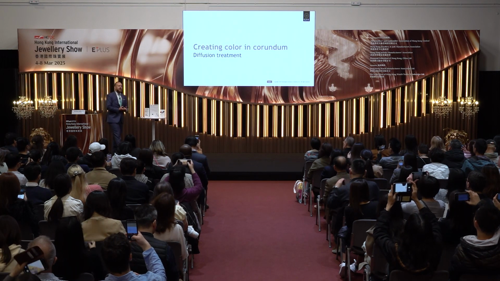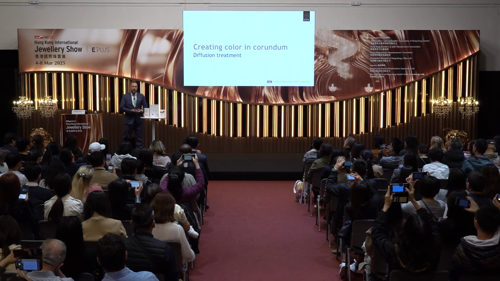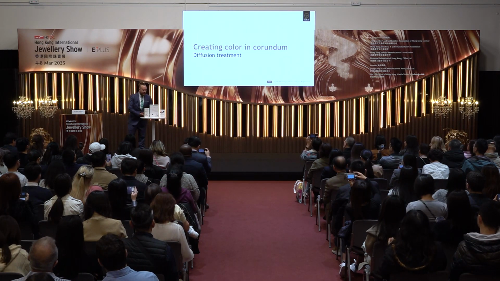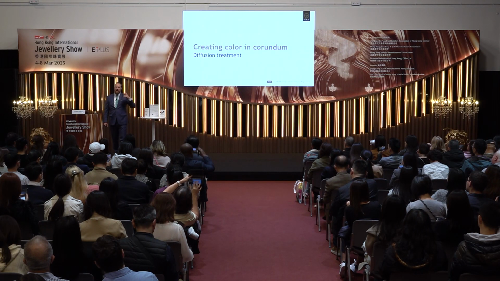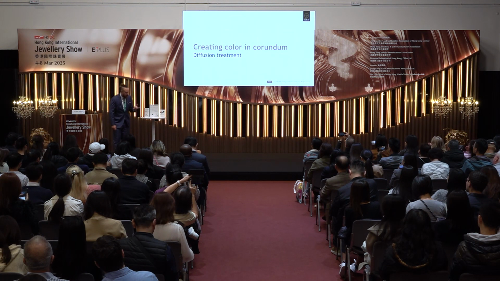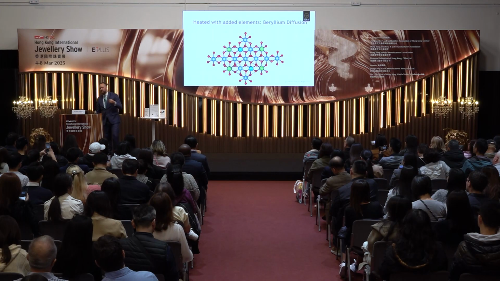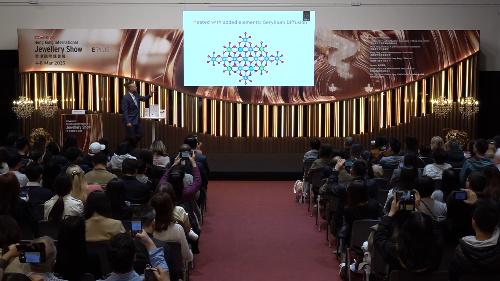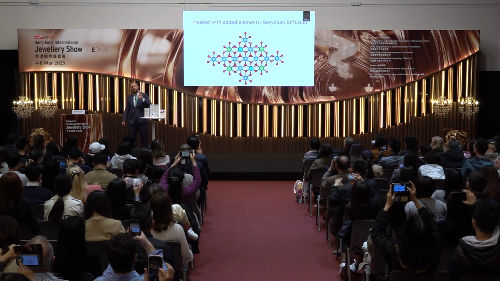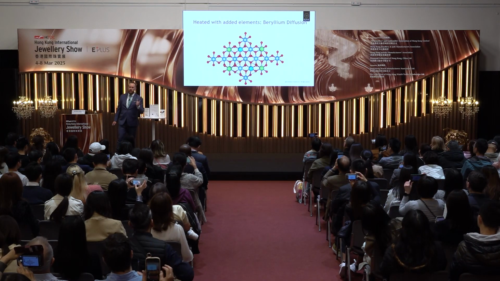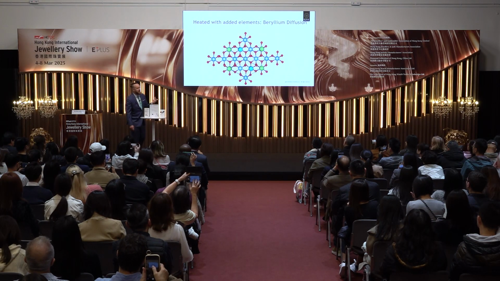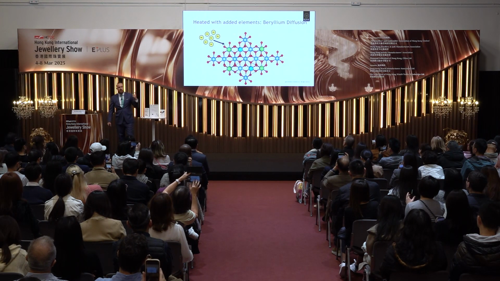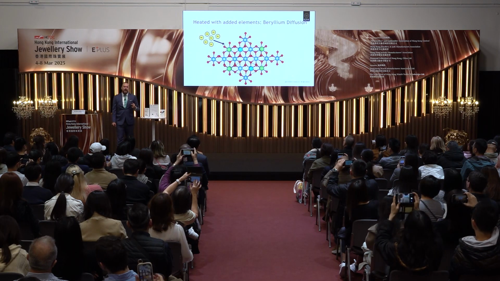Now, another thing that we can do with corundum is create extra color in it. We can heat it with extra elements added to it, and these extra elements will create extra color in our corundum. I'm going to go through this very fast because we know that in blue sapphire, for example, most of the color is created by iron and titanium. In ruby, it is because of chromium. But that iron and titanium, we can play around with it, and we can actually stuff other elements in there that will interact with it.